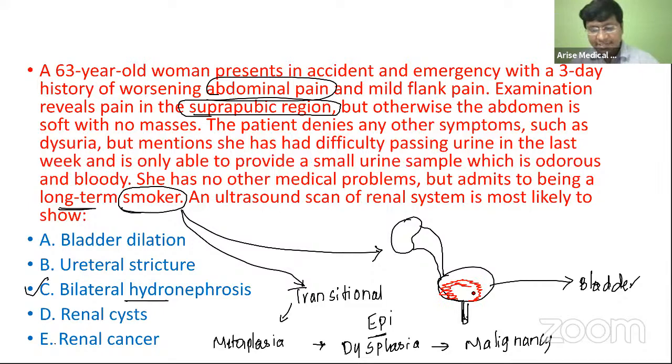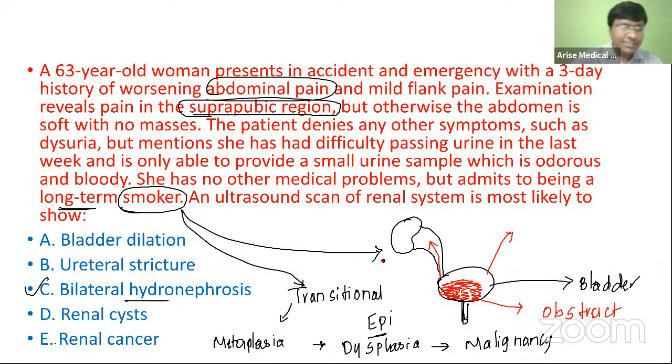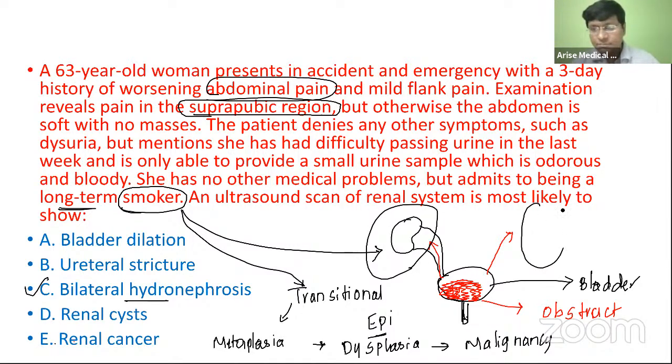This bladder malignancy that has developed will obstruct the urinary outflow. Once it obstructs the urinary outflow, what will happen? There will be back leak of urine into both kidneys. When there is back leak of urine in both kidneys, the size of both kidneys becomes abnormally enlarged. That is what is called bilateral hydronephrosis. So the very important take-home message in this question: long-term smokers.